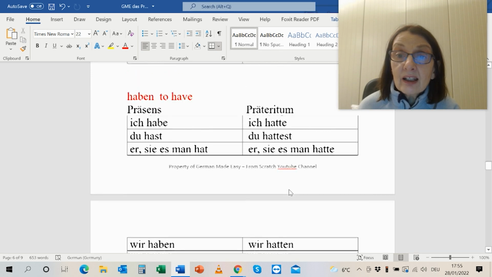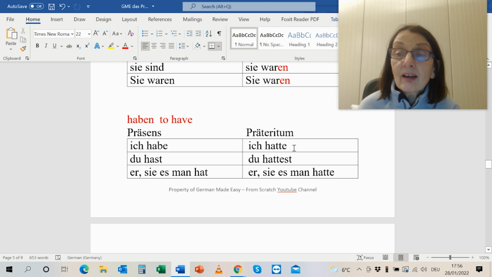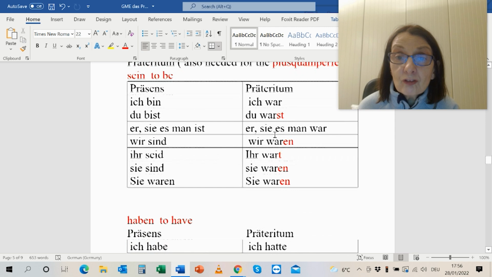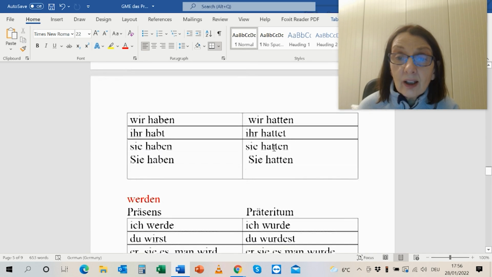For example, ich hatte means I had. But if I said ich hätte with the umlaut, that means I would have. So really, you have to be careful. When you're talking in the past tense, please do not give an umlaut.